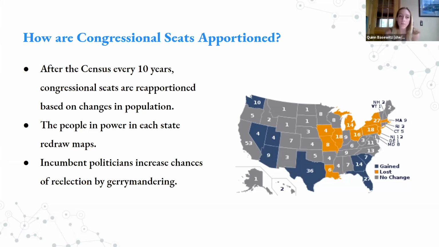So first, at a high level, congressional seats are apportioned every 10 years after the census. So in the House of Representatives, you have your number of representatives for each state based on the population. And the last census happened in 2020, which is why this is so important now, because as states lose or gain members in the House of Representatives, the districts have to be redrawn. So in this map on the right, you can see from the last census, the number of representatives that each state had, and you can see the yellow lost representation and the blue gained representation, and the gray just stayed the same. And the people that are in power in each state redraw the maps, which means that the incumbent politicians can increase chances of re-election by gerrymandering and drawing the districts in different ways.